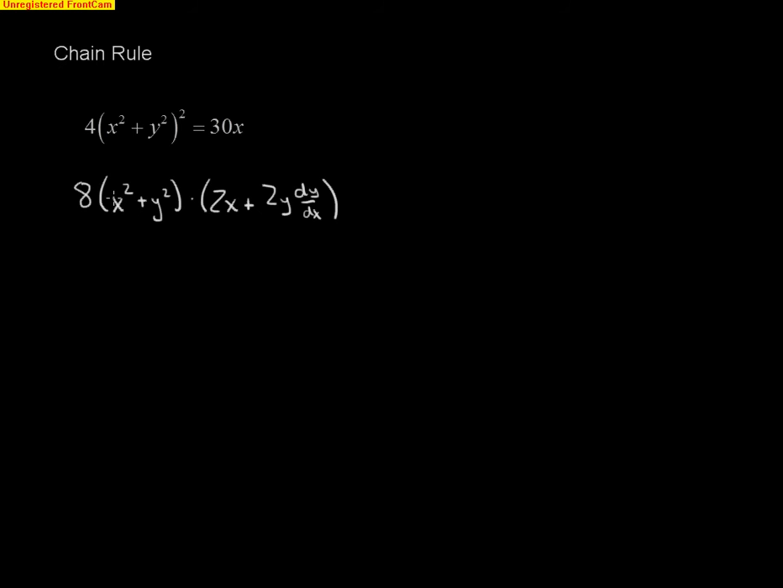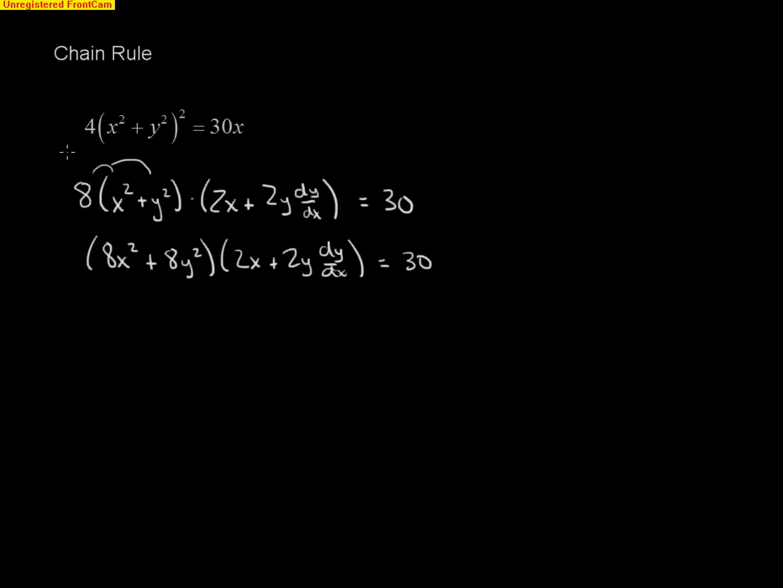Okay, so there's the derivative of the whole thing times the derivative of the inside equals 30. Now I'm going to distribute the 8 because we've got a lot of algebra to go here. So we're going to have 8x squared plus 8y squared times (2x + 2y dy/dx) equaling 30. Now to clean this up, we have a binomial and a binomial. We're going to have to FOIL this out.